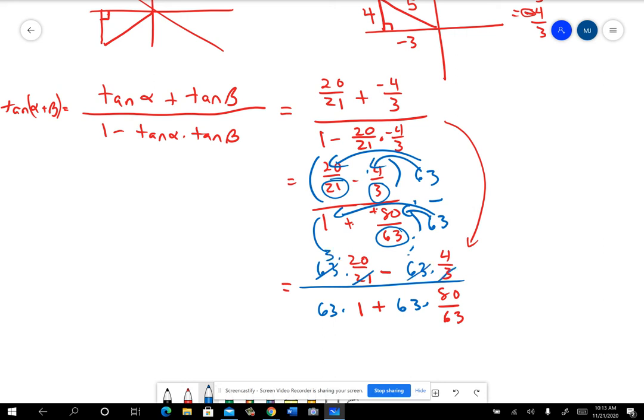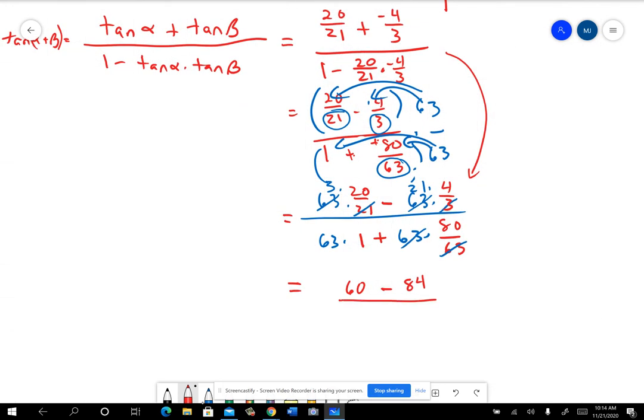Divide here, you get 21. Here, you get just 80. So you wind up with 60 minus 4 times 21, which would be 84, all over 63 plus 80. So that's negative 24 over 143. And that would be your final answer.